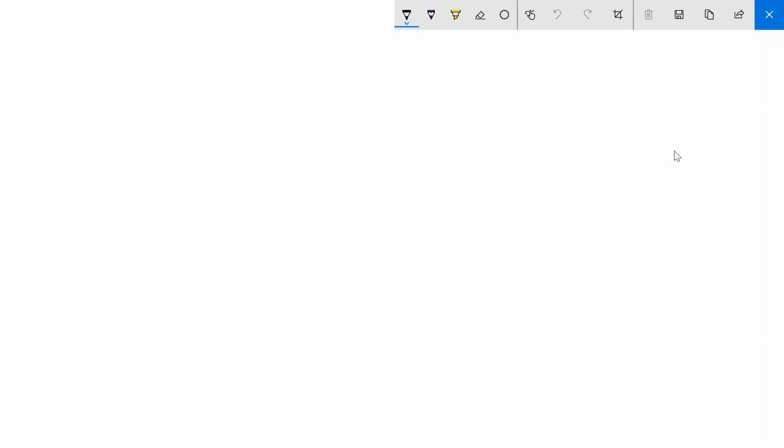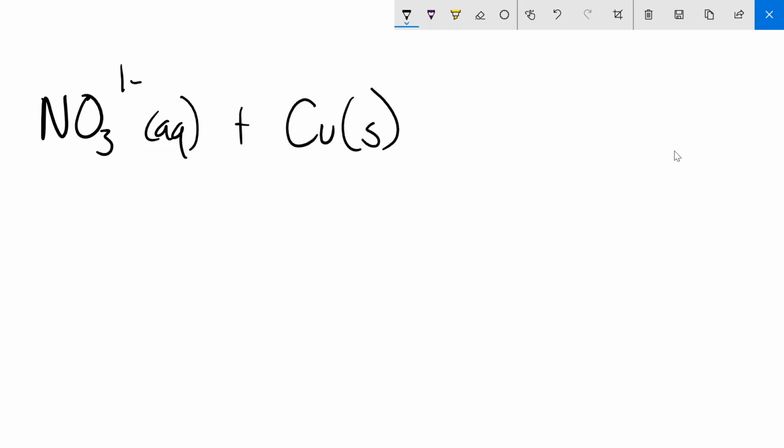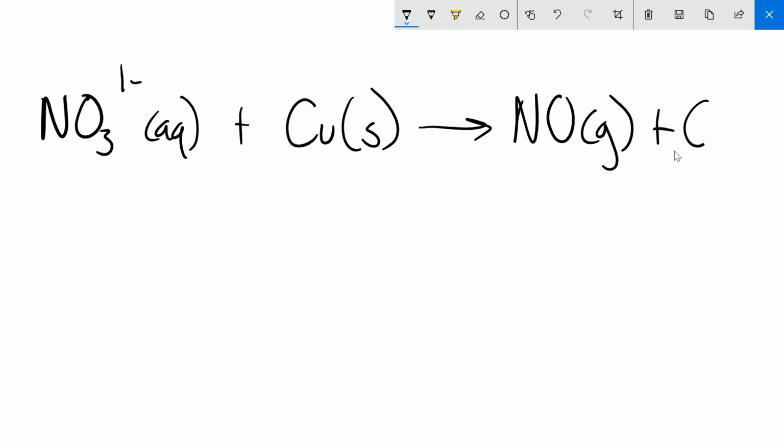In order to do that, we need to write the balanced equation, or at least the equation of the reaction. Based on what we've got, that means that we've got NO3 1 minus AQ plus copper as a metal reacts to make nitrogen monoxide gas and copper 2 plus ion. So that is our reaction that's taking place.